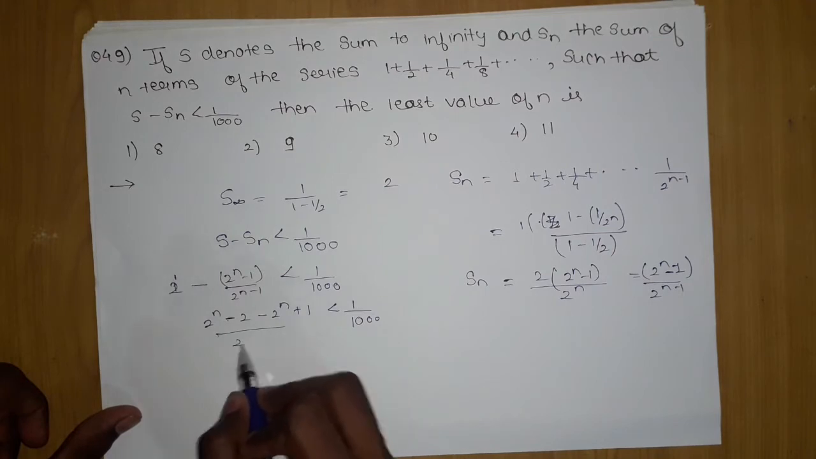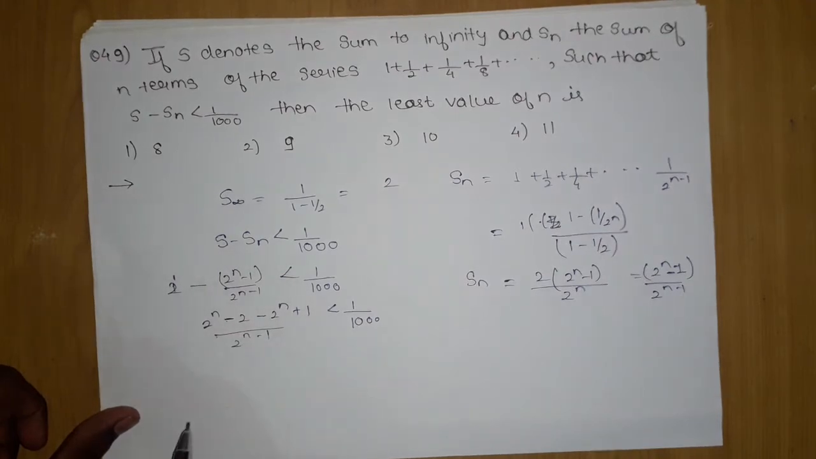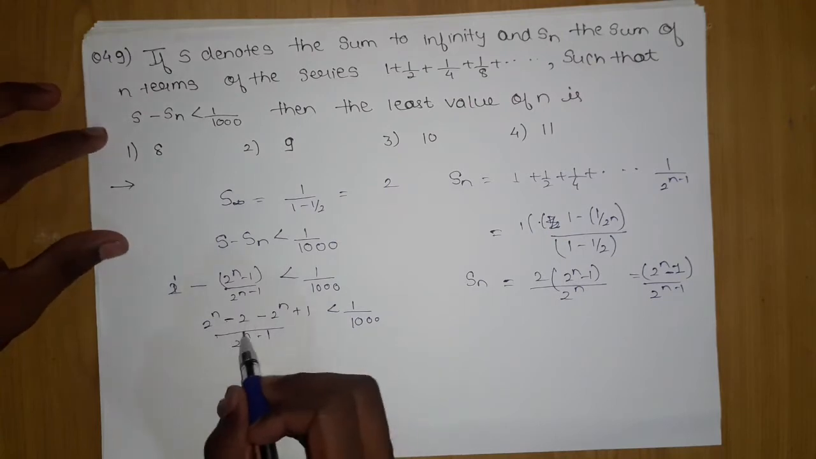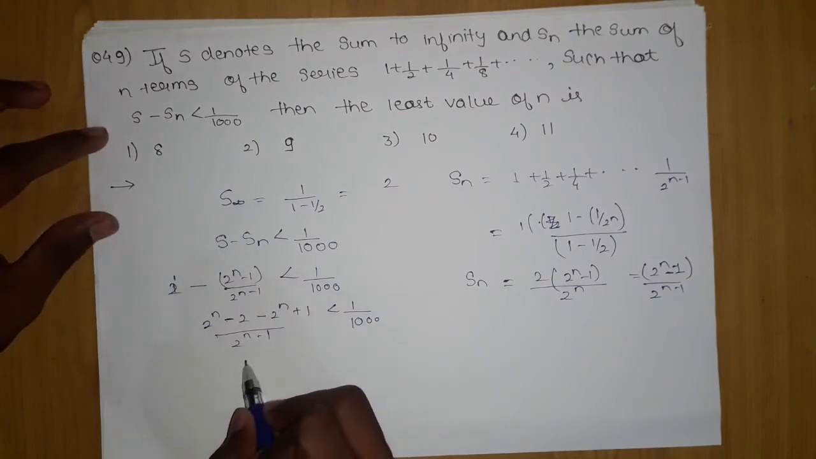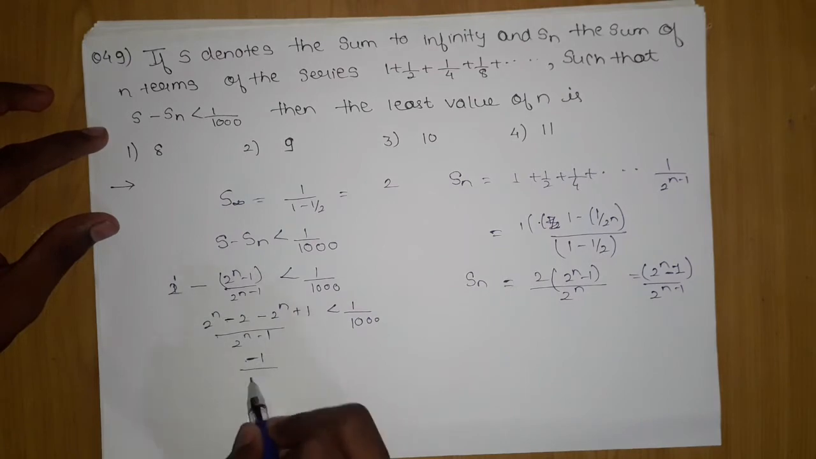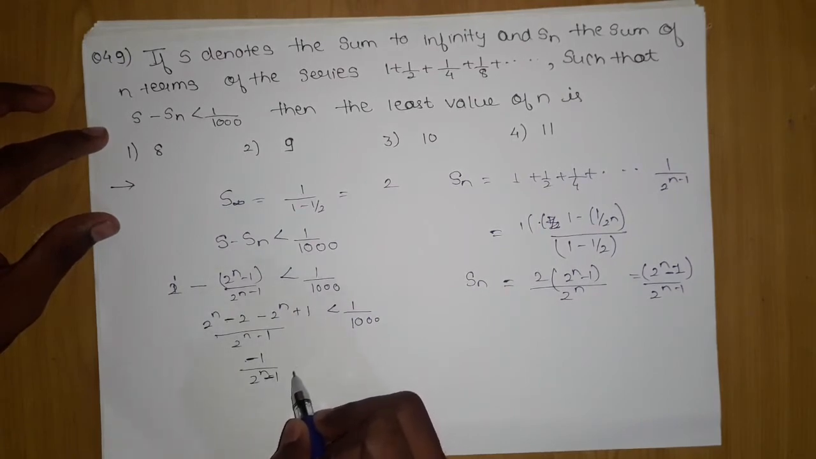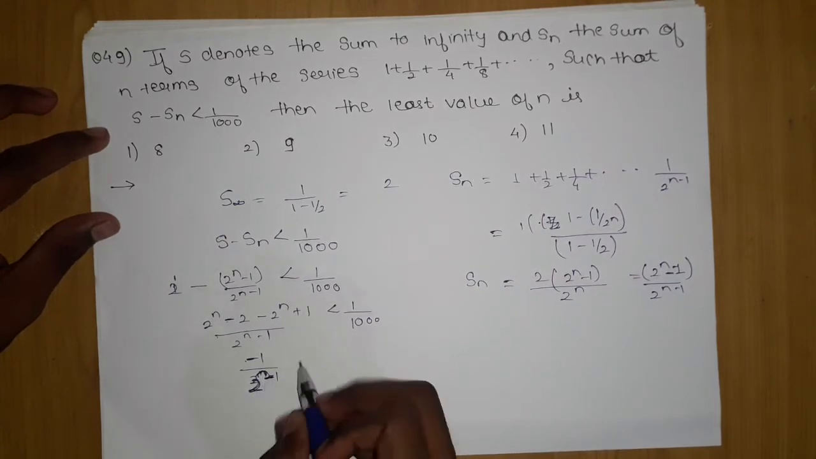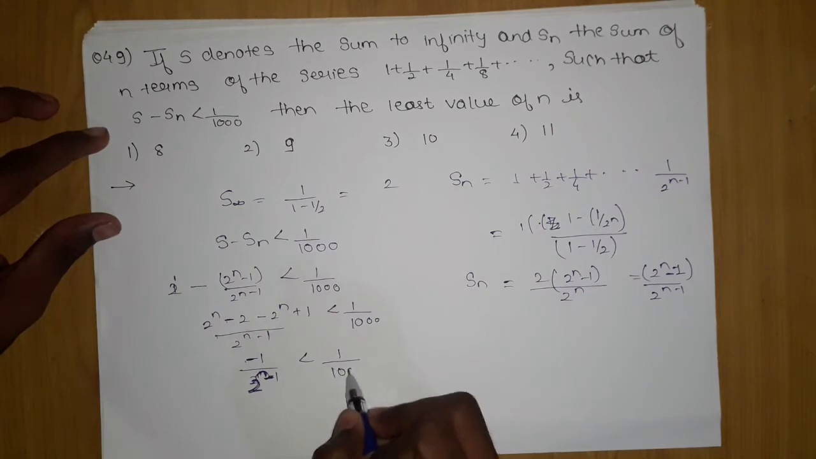So the bottom will be 2 power n minus 1. What we are getting from here is this will cancel out, minus 1 upon 2 power n minus 1, 2 power n minus 1, that's why upon 1000.